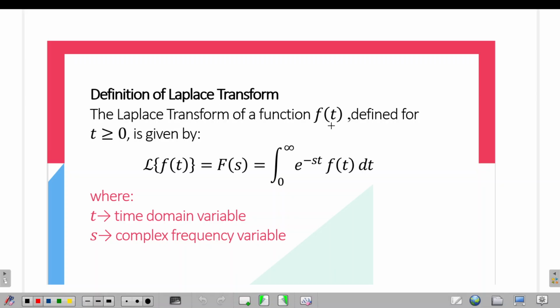The Laplace transform of a function f of t defined for t greater than or equal to 0 is given by Laplace transform of f of t is equal to F of s is equal to integral 0 to infinity e power minus st into f of t into dt. Here t denotes the time domain variable and s denotes the complex frequency variable.